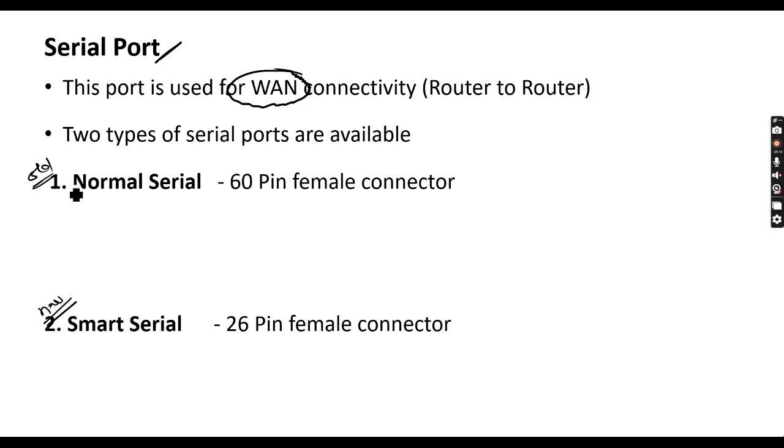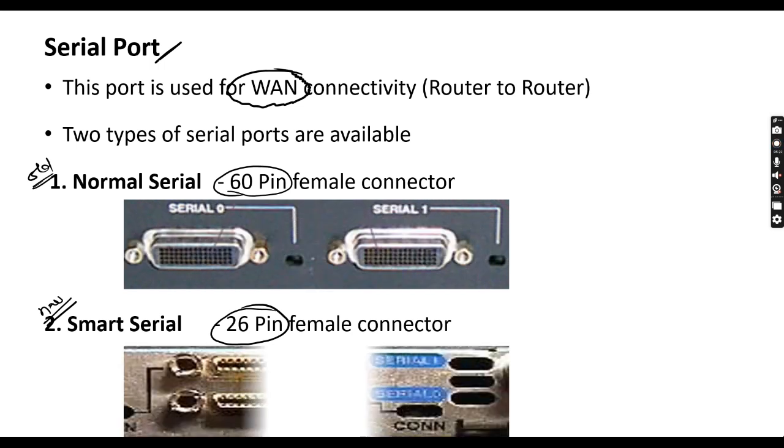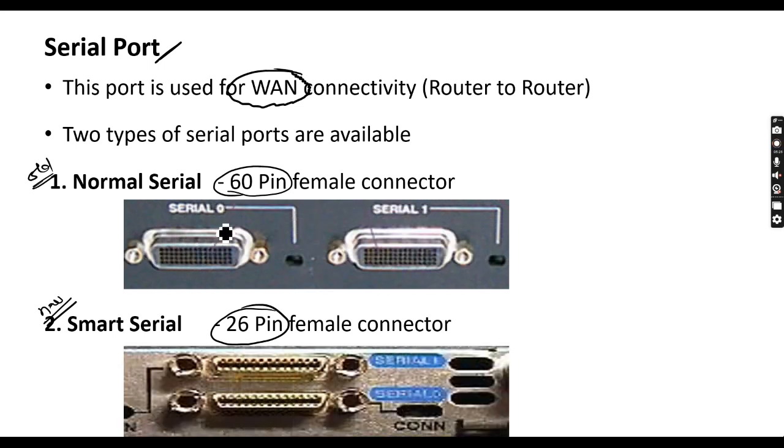In the normal one we had the 60 pin female connector, and in the smart serial we had the 26 pin female connector. So nowadays most of the time you will find the smart serial itself. This is your normal serial, 60 pin, and this is your smart serial, 26 pin connector. Most of the time in routers you will be getting the smart serial. Nowadays we mostly do not have the normal serials in the new series routers.